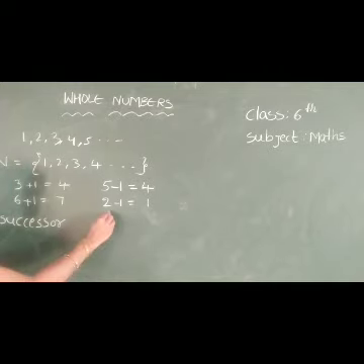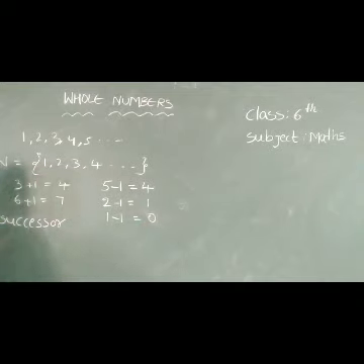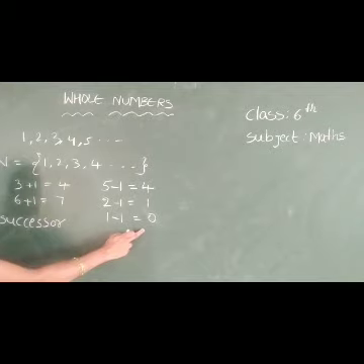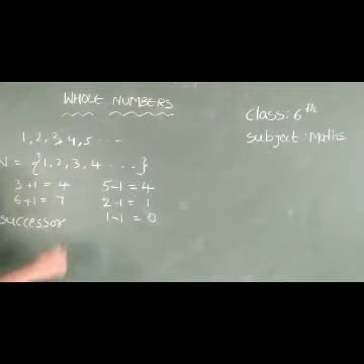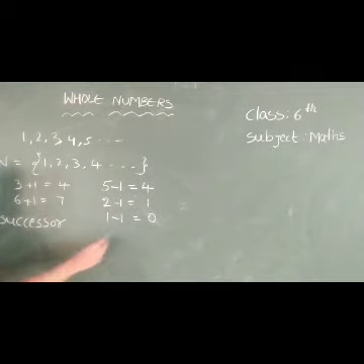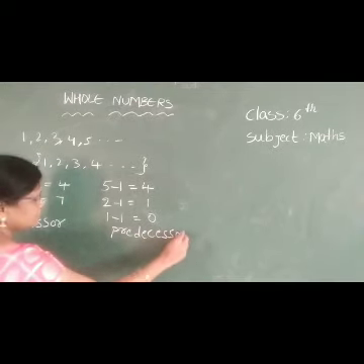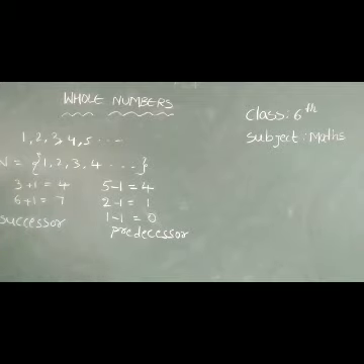One more example, 1. It is a natural number. When we subtract 1 from 1, what do we get? 0. Is 0 a natural number? No, 0 is not a natural number. When we include 0 with the natural numbers, we get the whole numbers. So when we subtract 1 from a natural number, we get a natural number again. The number just before a number is called its predecessor.